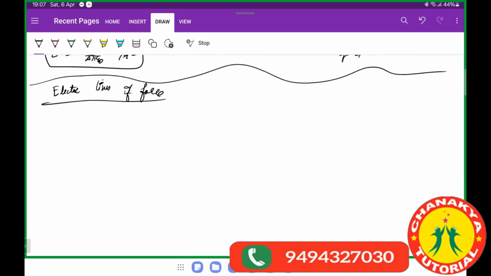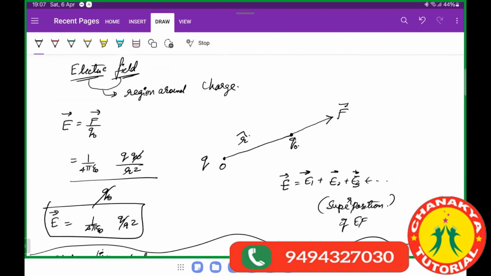By the way, what will be the unit for this? Can you make a unit for this? I know it's unknown for you, but still I want you to make a unit from the formula. Volt? No, just see the formula. What is the formula for E? F by Q naught.